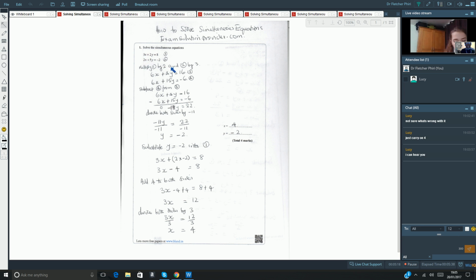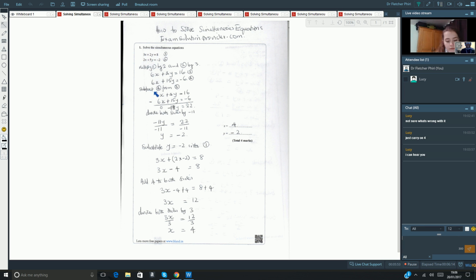Therefore, after multiplying the first one, which is equation 1 by 2, I would get 6x plus 4y is equal to 16. So this is equation 3 because I've changed this equation to this one here. In the same way, I've multiplied this one by 3. Therefore, I have 6x plus 15y, and this becomes equation 4, is equal to minus 6, because I have changed this equation to this one.